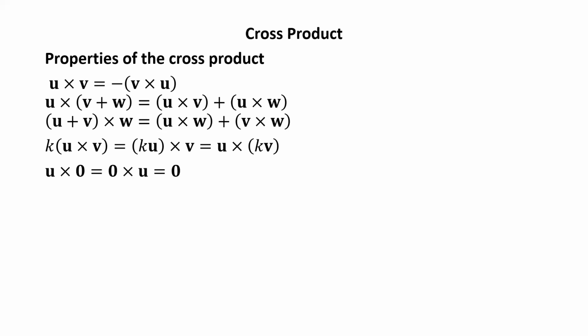u cross 0 is equal to 0 cross u is equal to 0. So the cross product of any vector with 0 is the 0 vector. u cross u is equal to 0. u dot (u cross v) is equal to 0. In other words, the cross product of u and v is orthogonal to u. And v dot (u cross v) is 0. In other words, the cross product of u and v is orthogonal to v.